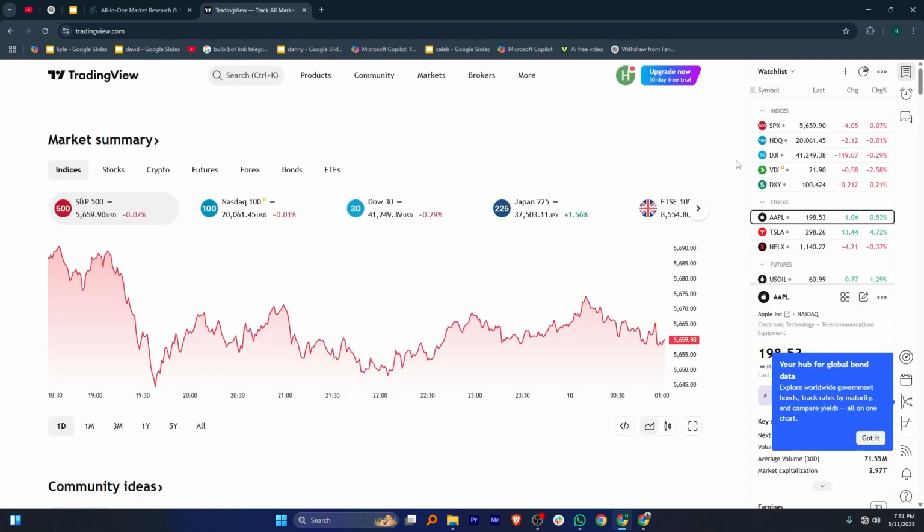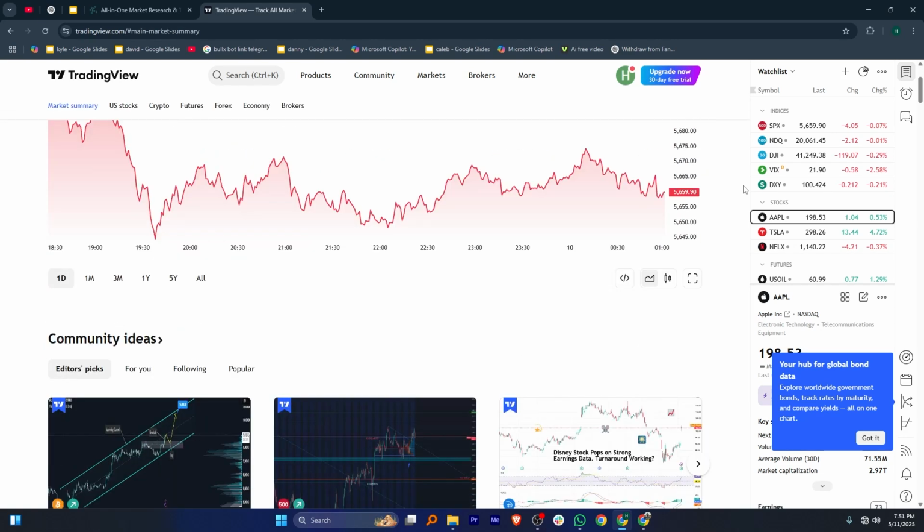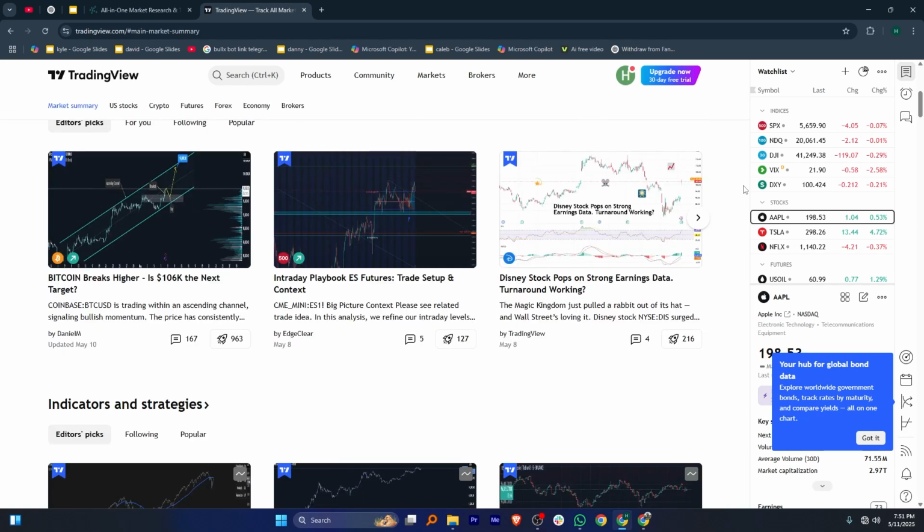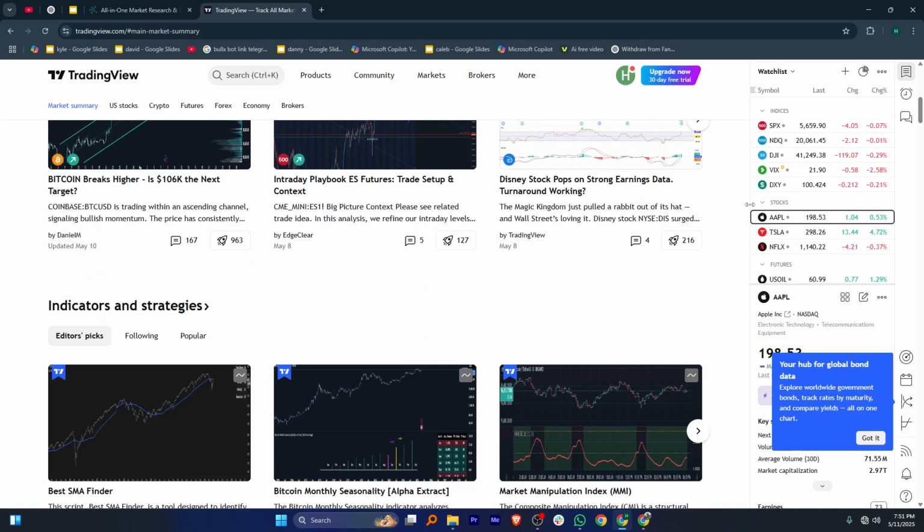TradingView is a website and app where you can see stock, crypto, and forex price charts in real time. It helps you understand when to buy or sell by showing patterns and indicators on the charts. It's easy for beginners but powerful enough for pros.